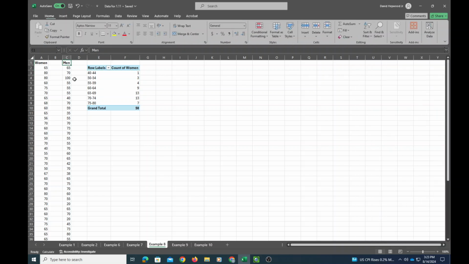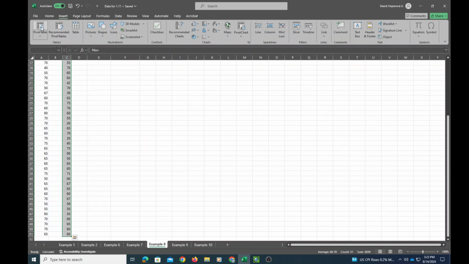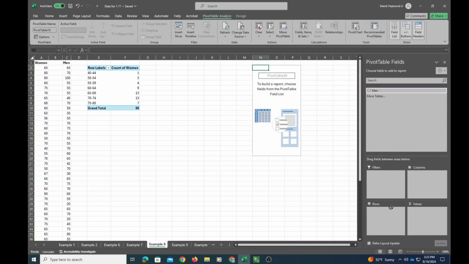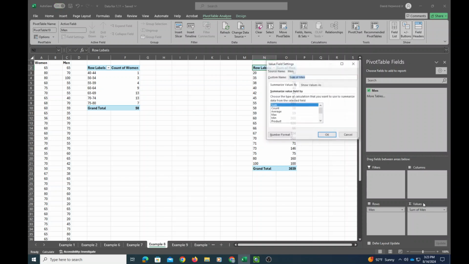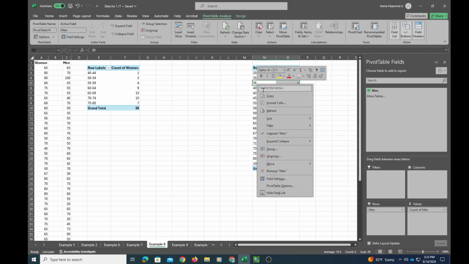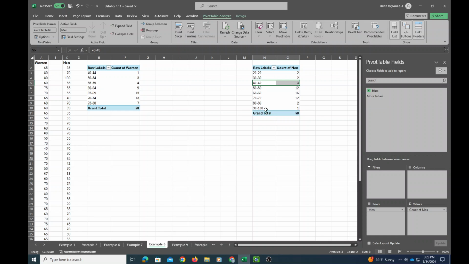Okay, and then we'll do the same thing for the men. Insert a pivot table. Let's do men over here. Let's count the values rather than adding them. And let's group. Okay, this time grouping by 10 gave us a good number of classes, so I'm happy with that.